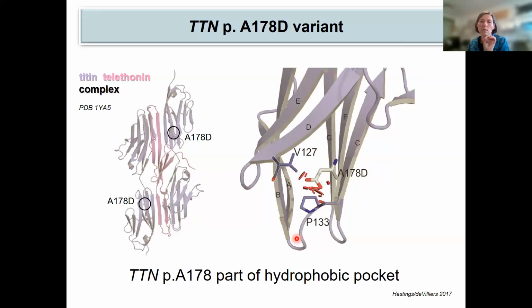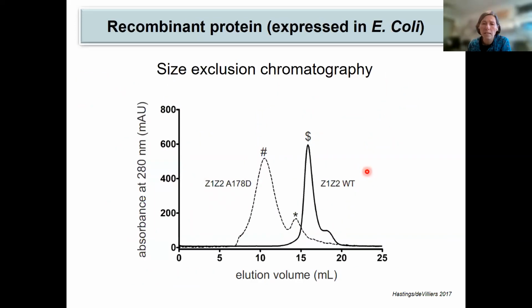And if you look closer into the structure, the variant is not at the direct binding interface, but in what is called a hydrophobic pocket. So basically hydrophobic residues stabilizing this beta sheet fold. And if you introduce a charged residue such as an aspartate, you would expect this structure to be quite affected by it. So that was the theory for modeling.